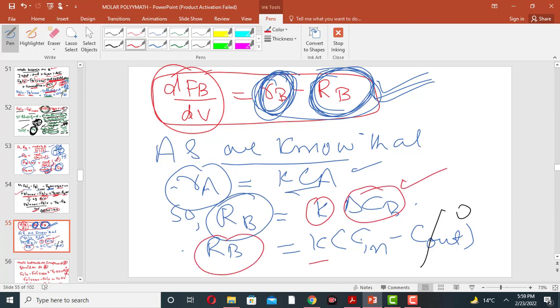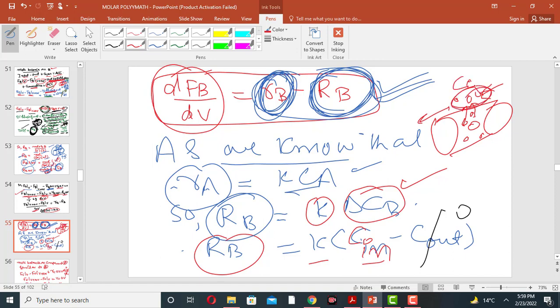RB will be equal to the change in concentration of B, meaning the concentration of component B inside the membrane. If B is produced, the concentration of B inside the membrane will be high, and at the outlet of the membrane the concentration of B outside will be very small because of the sweep gases. Due to the sweep gases, the concentration of B outside will be 0 or very small, so we ignore it as negligible.